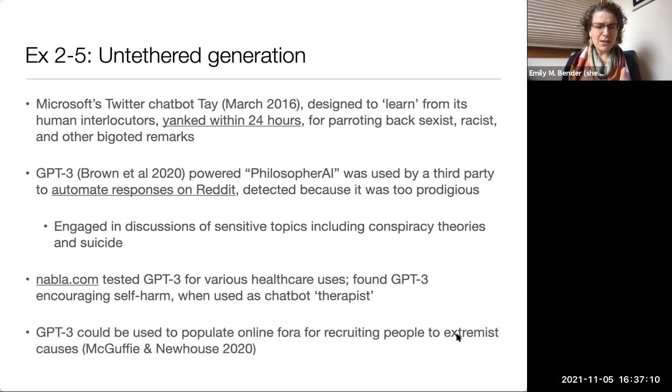And then finally, there was a study by McGuffie and Newhouse last year that looked into whether GPT-3 could be used by somebody who wanted to populate online fora for recruiting people to extremist causes. And I guess the need there that we would hope remained unfilled is to make it feel like there's a lot of people in this space and that the person being recruited is joining a big group. And so having a bunch of not necessarily fully sensible text that was kind of on topic and kind of from the same viewpoint would fill that need.